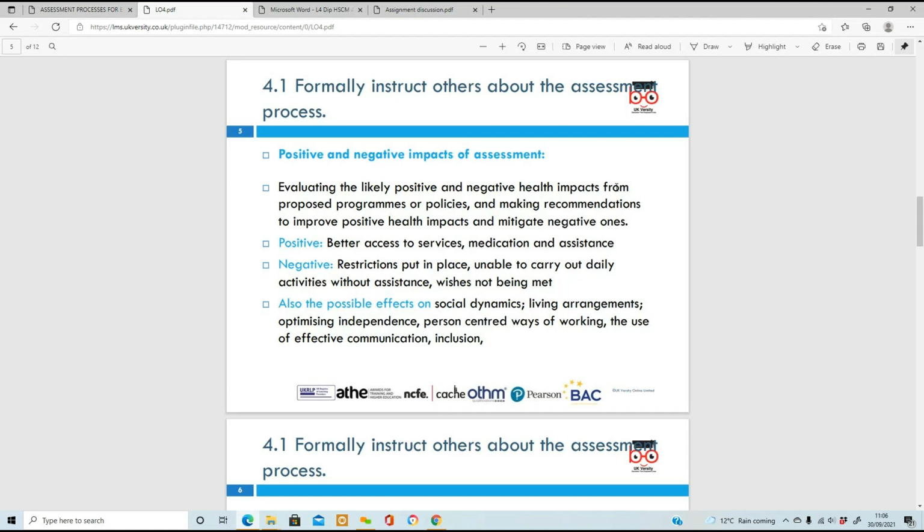And then there could also be possible effects on social dynamics, on your living arrangements, on your independence. There might be an issue on your person-centered ways of working and the way you communicate and the way inclusion actually takes place. So there are good aspects of having an assessment and a care plan put in place. But then there's also negative aspects because you might not necessarily be following everyone's wishes. It's impossible to make everybody happy all the time.